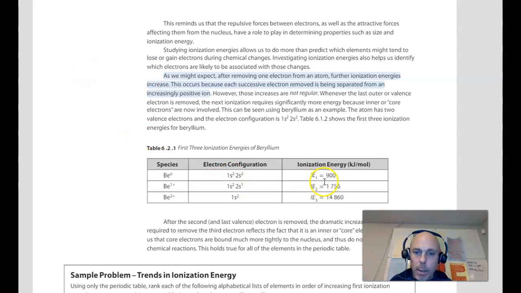But sometimes that increase is substantial. Notice in beryllium's case that the increase from the first ionization energy to the second is appreciable. It's a 2-fold increase. But from the second to the third, it's an 8-fold or a 9-fold increase. Why is there such a great difference between the second and the third ionization energy, and a less big difference between the first and the second? It goes back to the periodic table and beryllium's electron configuration.